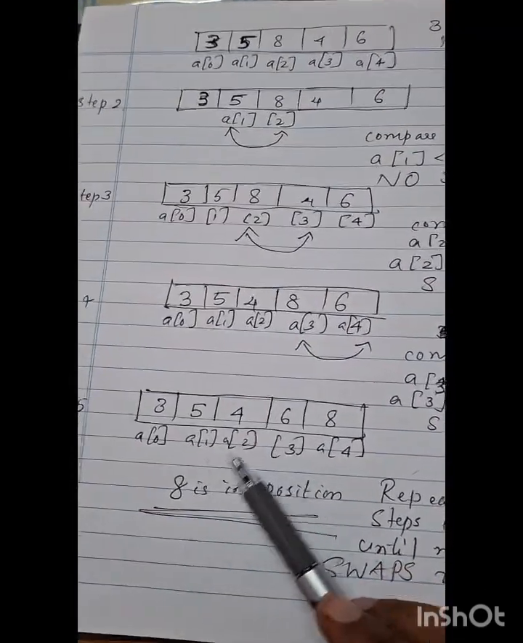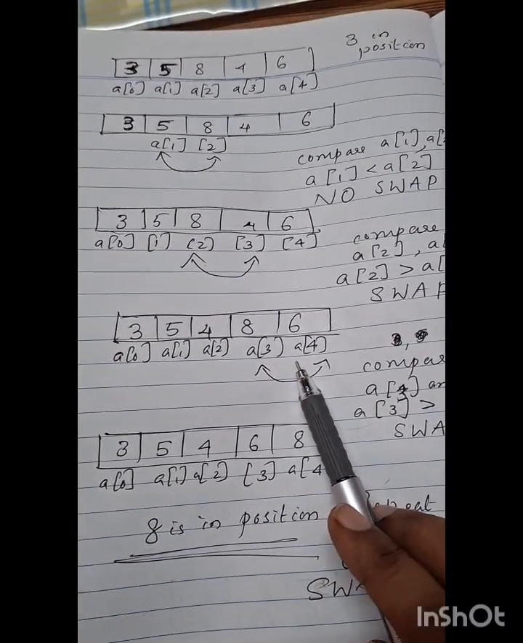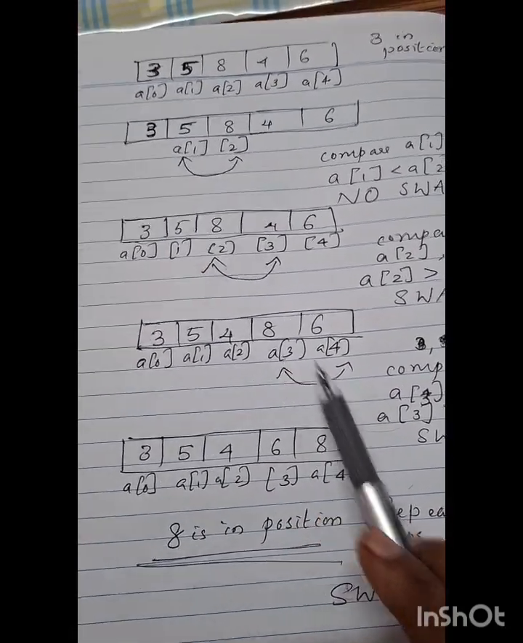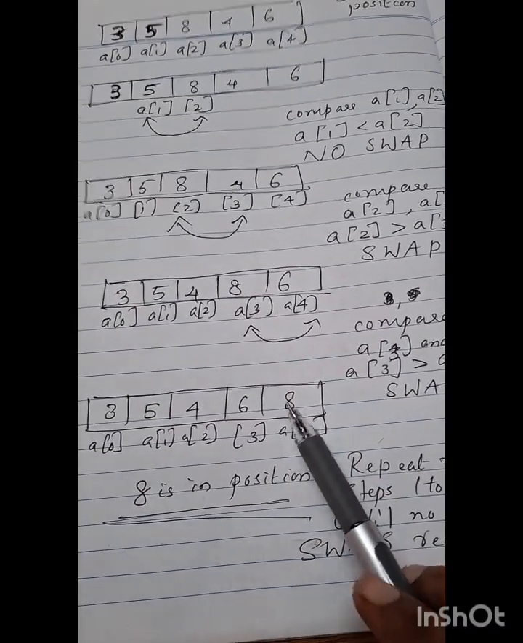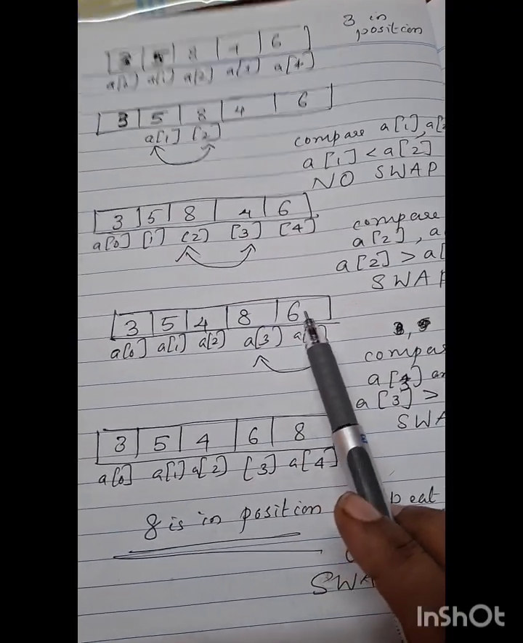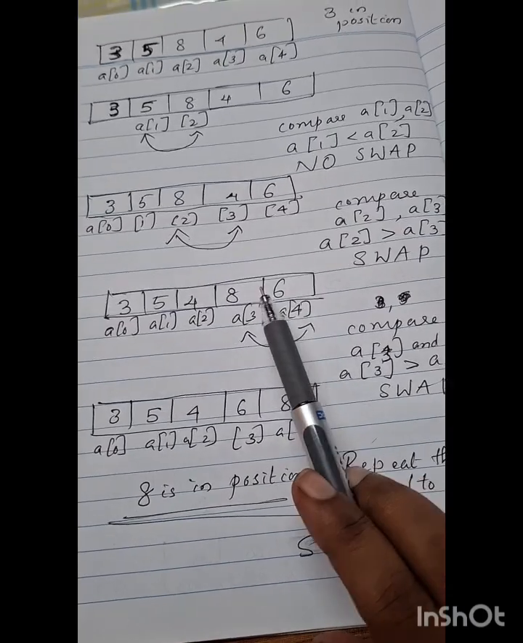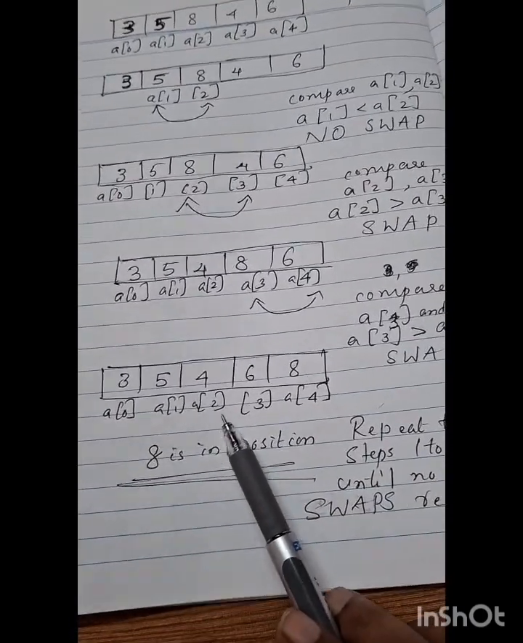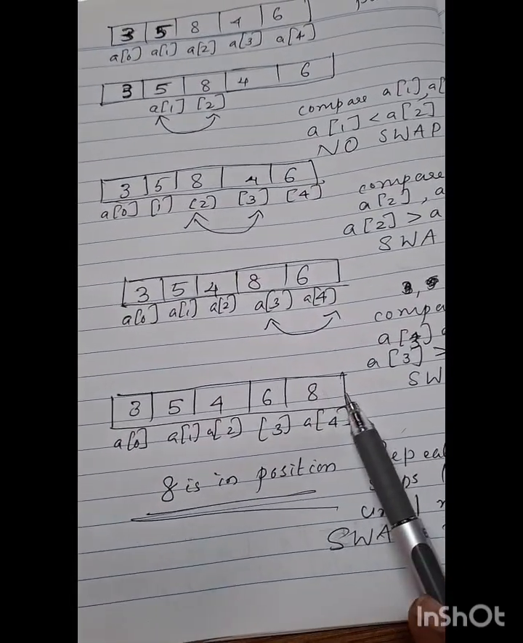Again the step continues. We will compare A3 with A4. First A0, A1, then A1, A2, A2, A3, then A3, A4. Last step we have reached, comparing A3 and A4. Here we have come to know that A3 is greater than A4, so a swap is needed, and 8 is swapped with the 6. So in the position of 8 comes 6 and in the position of 6 comes 8. So the result after step 5 is 3, 5, 4, 6, 8.